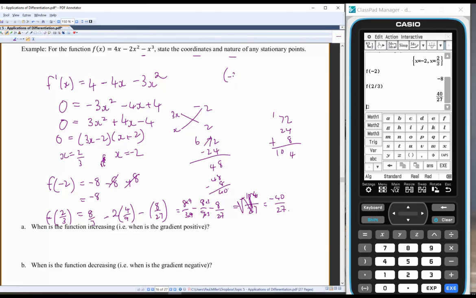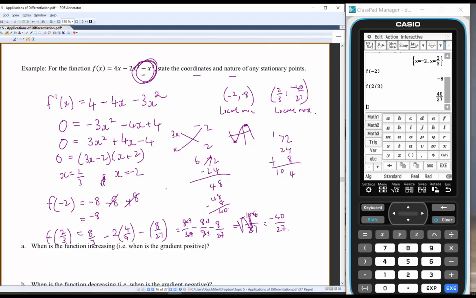Okay, so our coordinates are as follows. We've got -2, -8, and we've got 2/3, comma, -40 on 27. Right, and it's a negative cubic. Negative cubics look like this. So the first one will be a local minimum, the second one will be a local maximum. So this is the first one here, so that is a local min, and this one here must be a local max. That's why it's really important to know your general shapes of functions here. So you know that that's a negative cubic, you'll know that it has to take on that shape.